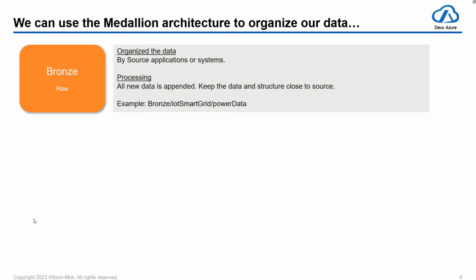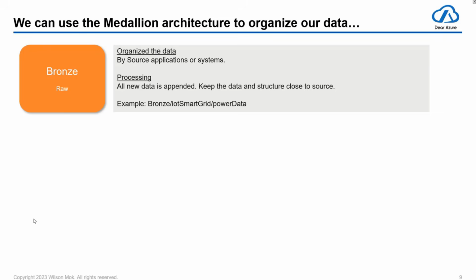This gives us a clear indication of where this data is coming from, and we don't need to search around to figure out which application provided this data. Any new data we receive will need to be appended to the existing data, and we're keeping the data and the structure that we receive as close to the source as possible, or with minimal changes. Since the data is kept as close to the original as possible, some people refer to this layer as raw instead of bronze.